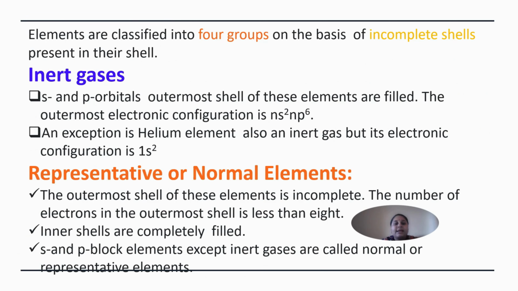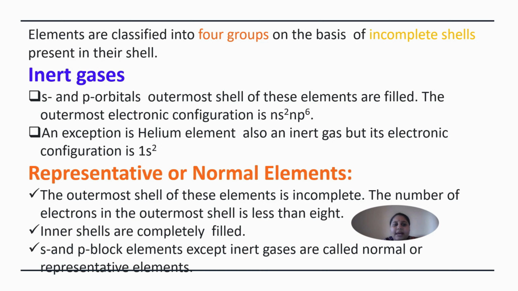The elements are classified into 4 groups based upon the incomplete shells which are present. Inert gases consist of S and P orbitals, where the outermost shell of these elements is filled. The outermost electronic configuration is ns2 np6. An exception is helium, which is also an inert gas, but its electronic configuration is 1s2.